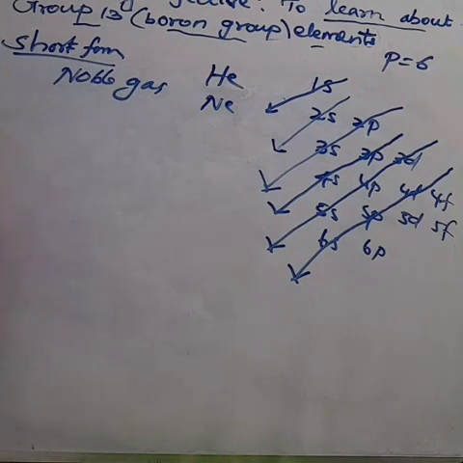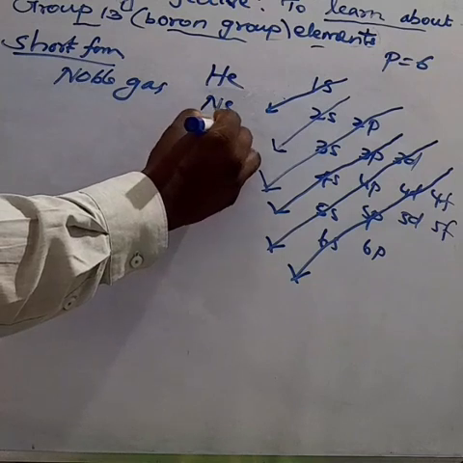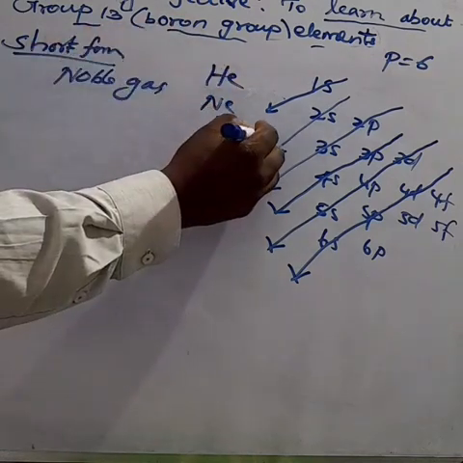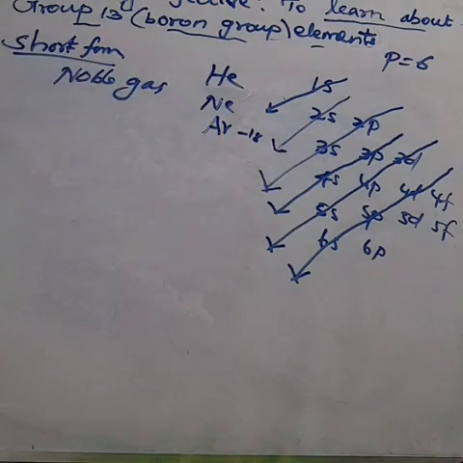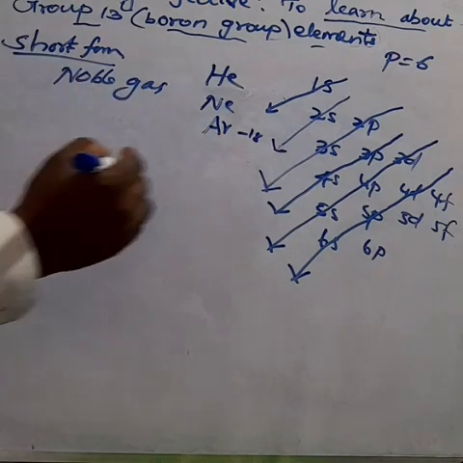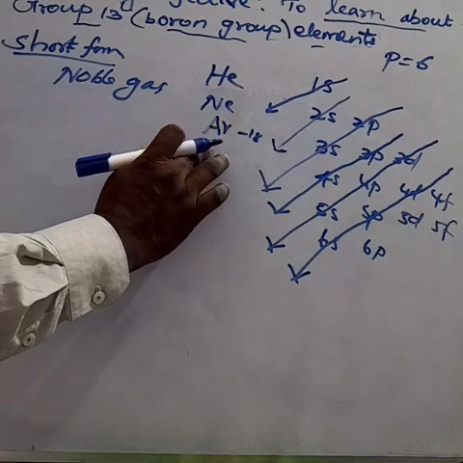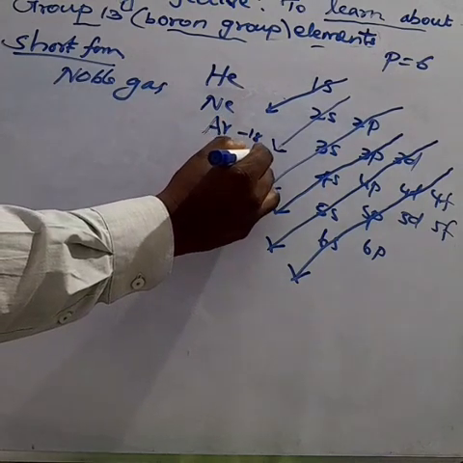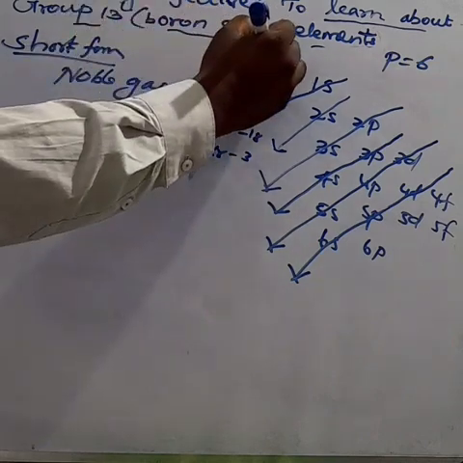Sorry, not after. Before, we have to see which inert gas element is occupying before, and that can be taken. So before aluminium, neon is present. What about gallium? Before it, argon is present, because the atomic number of gallium is 31 and argon is 18. Am I right? So we can select in such a way. Okay. Next one, indium. What is the inert gas before it? Can you remember the atomic number of indium?